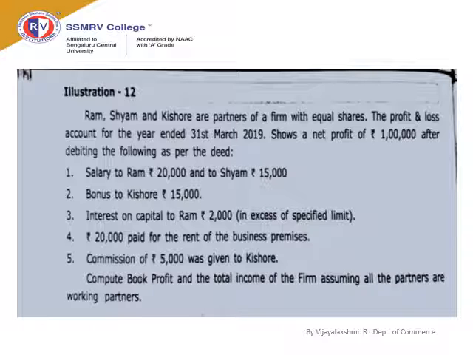Let us go through the items given one by one. First we have a salary paid to Ram and salary paid to Shyam. Yes, remuneration paid to partner should be added. Salary to Ram should be added to net profit. Salary to Shyam should be added to net profit. Bonus to Kishore should be added. Interest on capital to Ram should be added. And next we have 20,000 paid as business rent for the business premises, which should not be taken. Next we have commission of rupees 5,000 given to Kishore, which should be added. Let us go to the solution now.